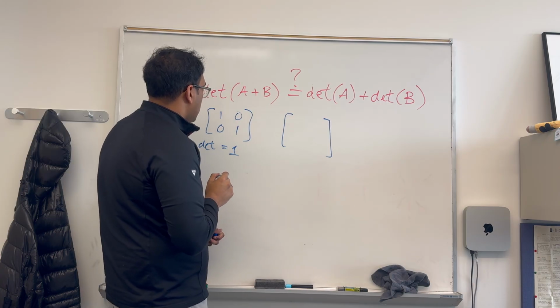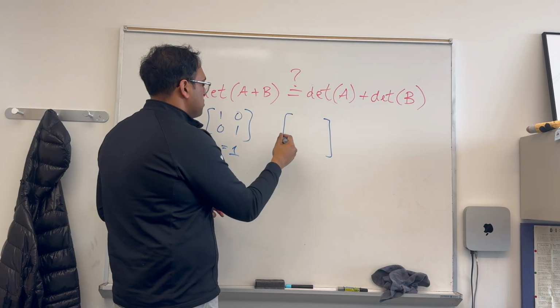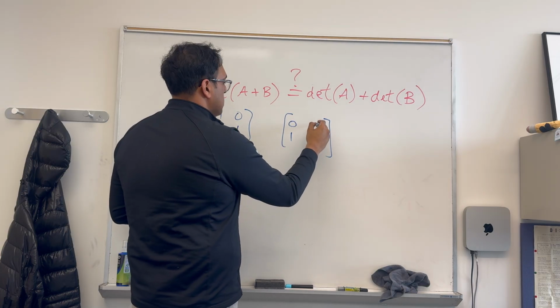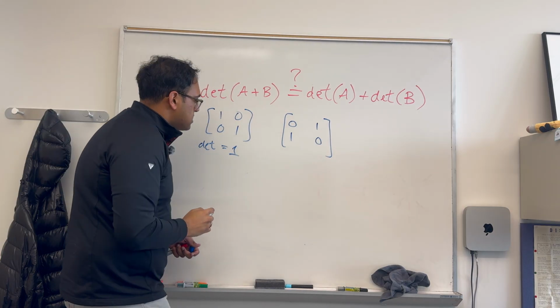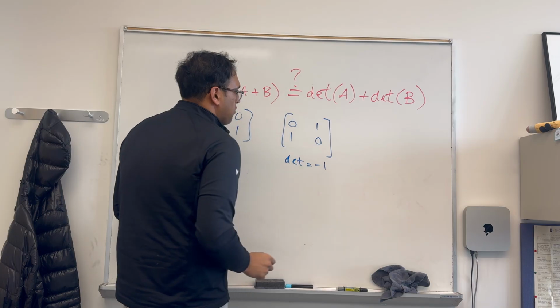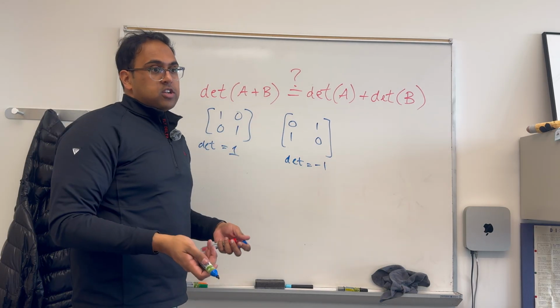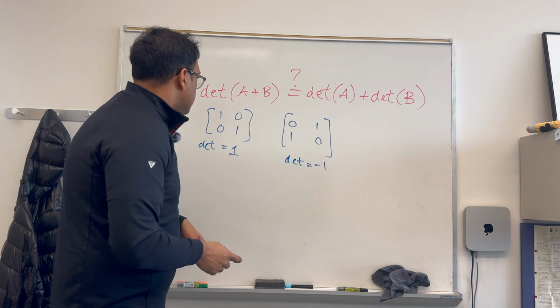the result of swapping the two columns. So we have 0, 1, 1, 0. What is this thing's determinant? 0 minus 1, which is negative 1. And so the question is, when I add these two matrices, what is their determinant? And is it equal to 0?